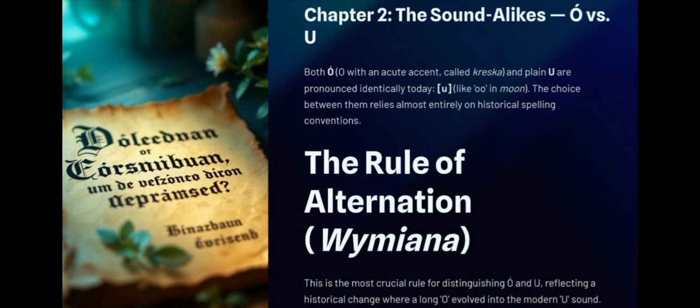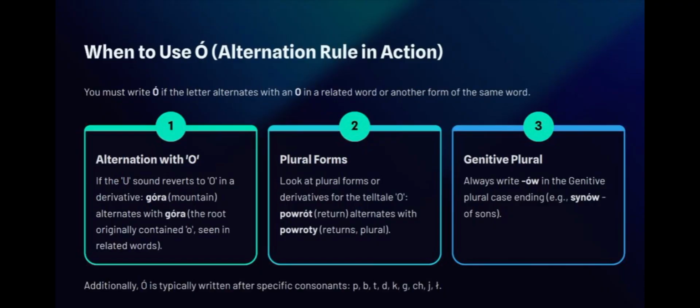Now, let's look at ó and u. Although they look different, they sound exactly the same. U, like the U in moon. The difference lies in history and word structure. The main rule here is called alternation, or in Polish, wymiana. It reflects a time when a long O sound gradually turned into the modern U.